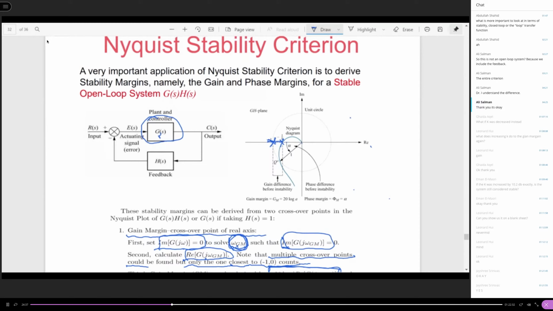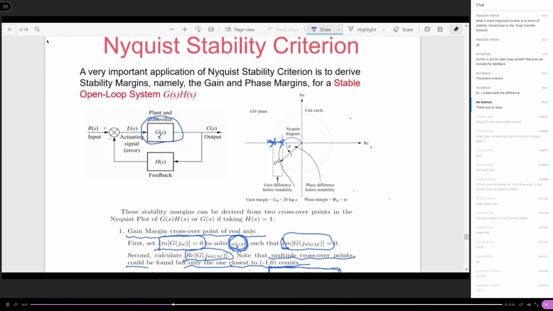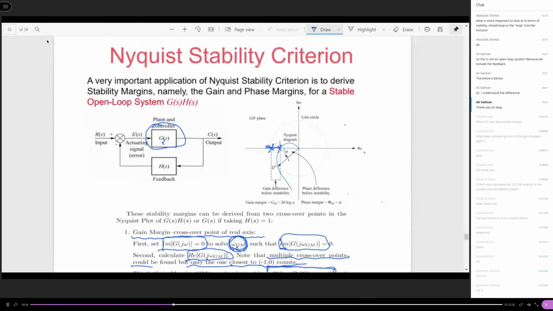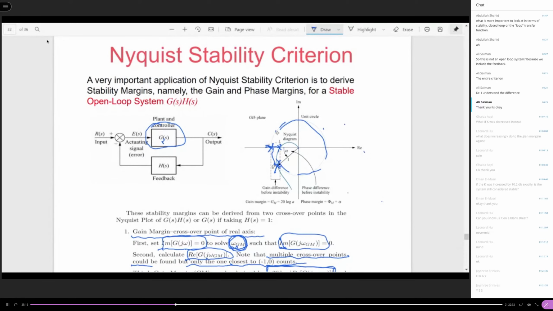The other way is what? I do not change the magnitude. If you do not change the magnitude, then you only change the phase. Now, how are you going to measure that you do not change the magnitude and only change the phase? This unit circle gives you a good reference, because you have another crossover point here, between the Nyquist plot of G of s and the unit circle.